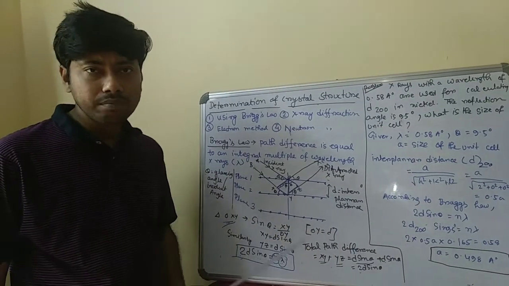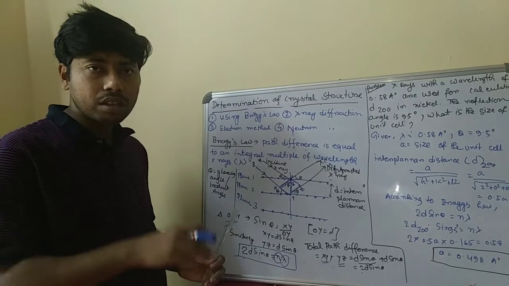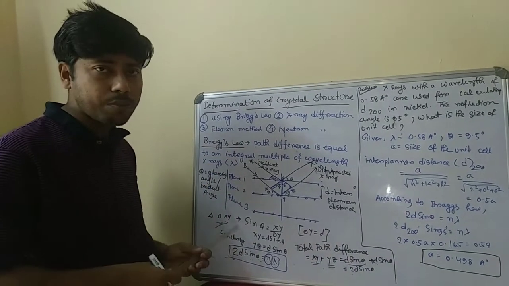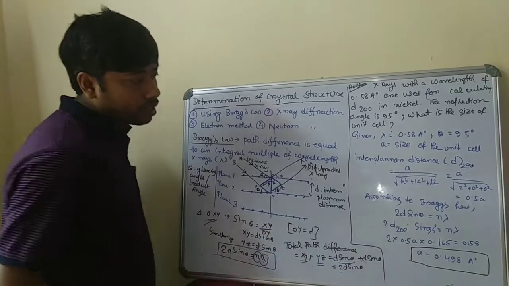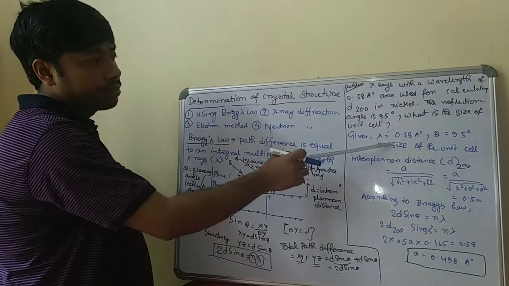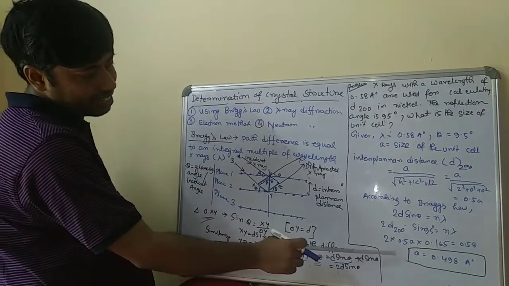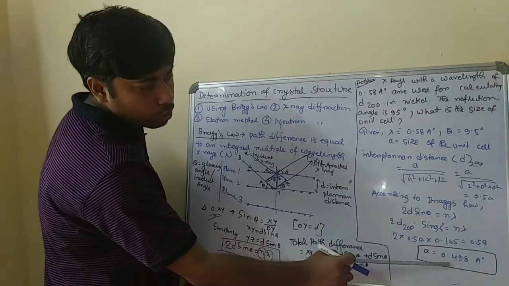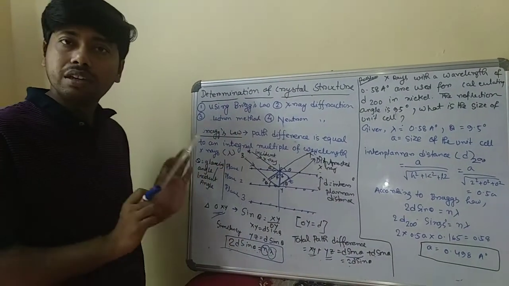Here n is equal to 1 because we assume the incident angle is on the first order plane. So n is equal to 1. Now lambda is given as 0.58 angstrom. If you put this in, you can get the value of a. A will be 0.498 angstrom. So this is the size of the unit cell.